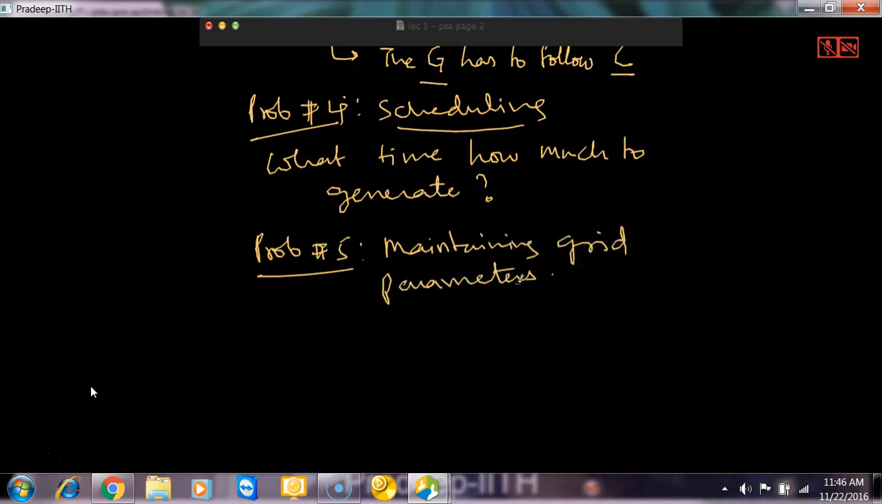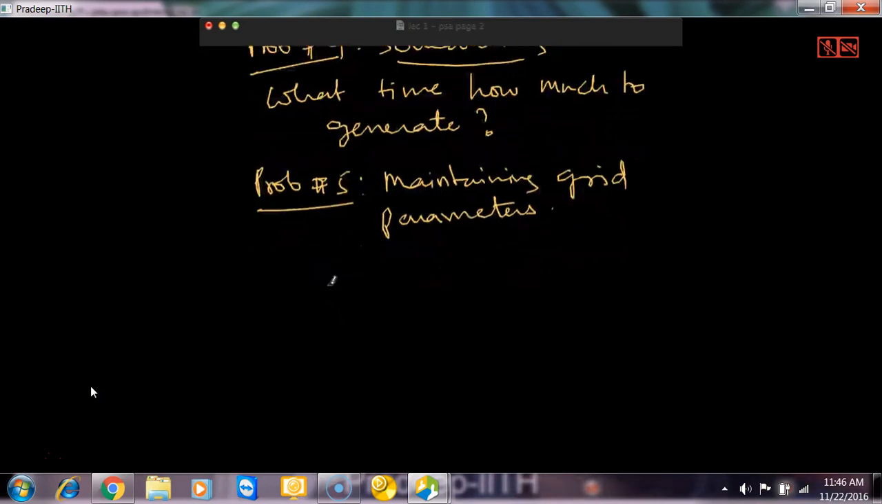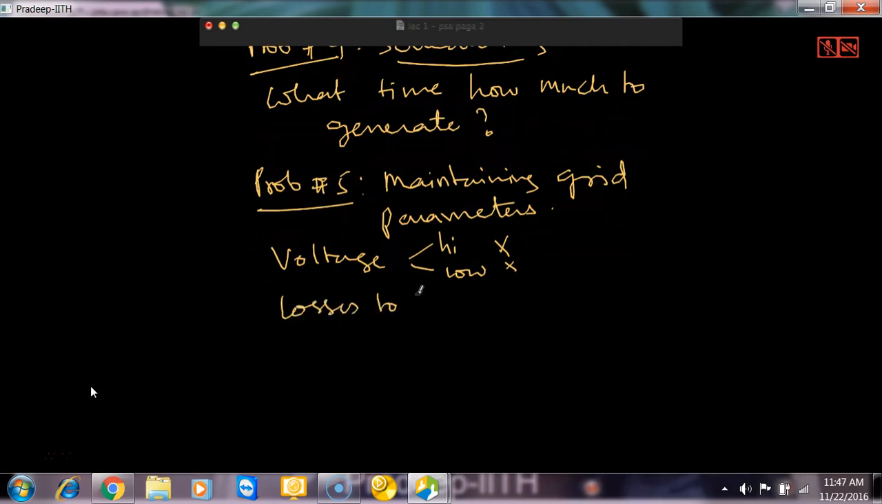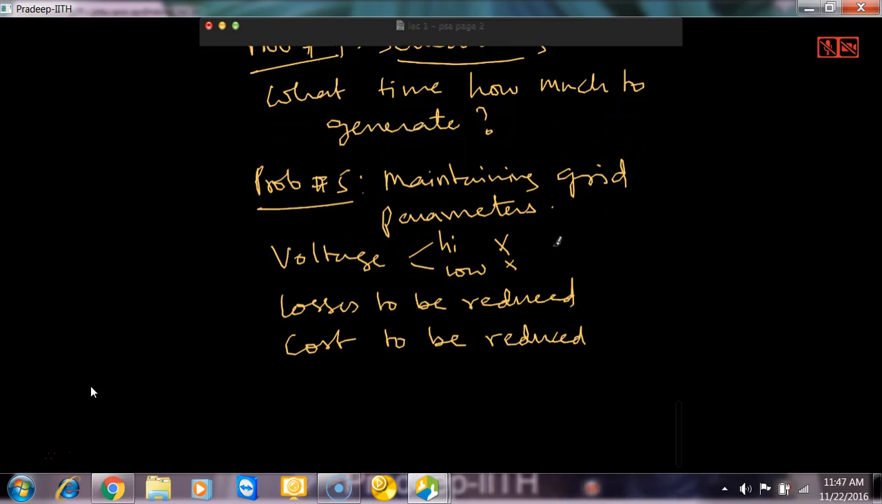That is maintaining the voltage. So avoid the high voltage or low voltage. This needs to be avoided. You have to maintain the voltage at all levels. So how to do that? Similarly, losses to be reduced. So cost to be reduced. So these are all some kind of maintaining the grid parameters kind of problems.